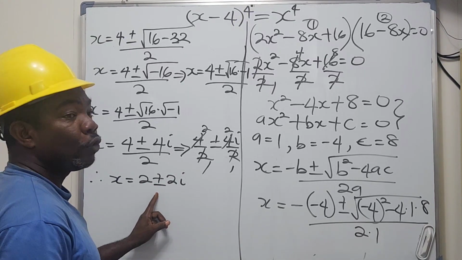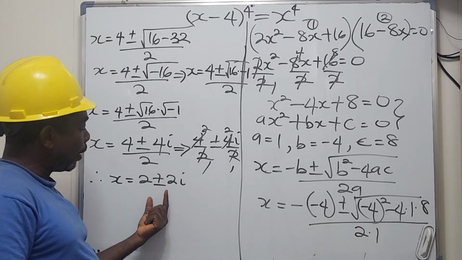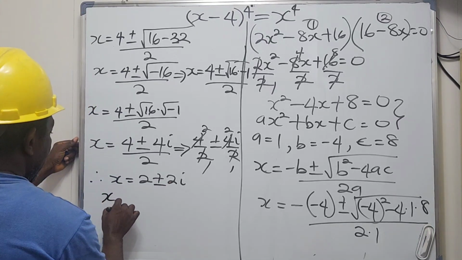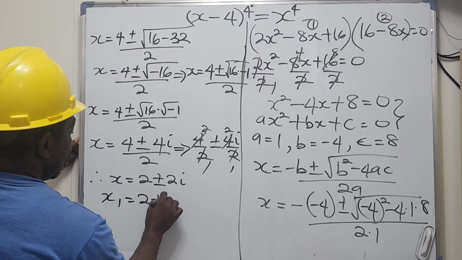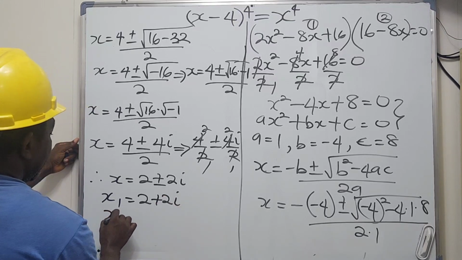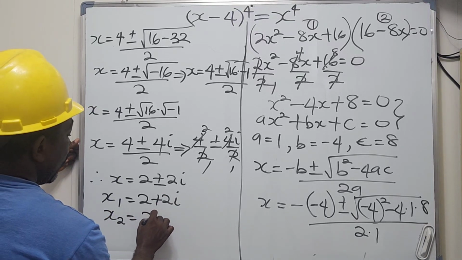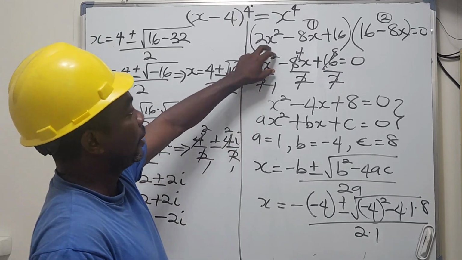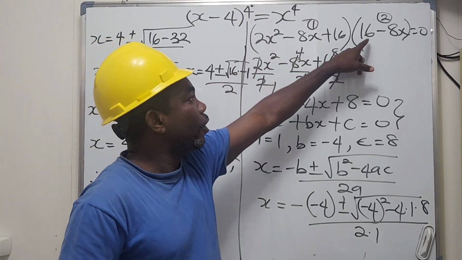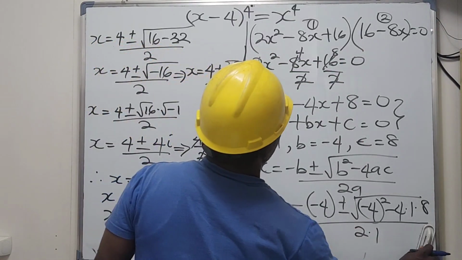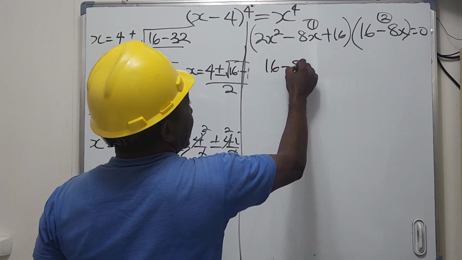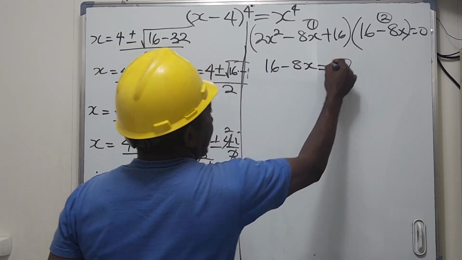So here we have two solutions from here because we have plus or minus. So we can separate this as x1 equals to 2 plus 2i, and our x2 equals to 2 minus 2i. That is for the first parenthesis. Then the second parenthesis, we have this here as 16 minus 8x equals to 0.